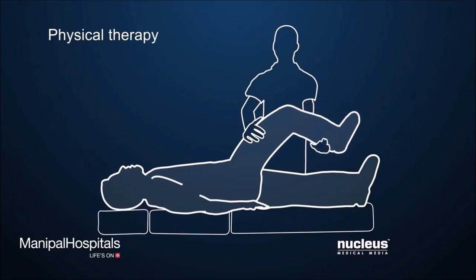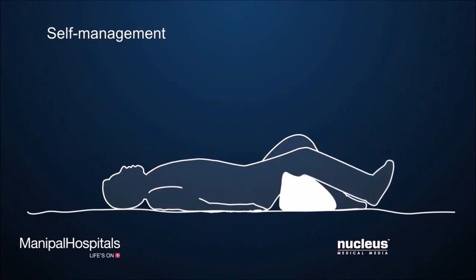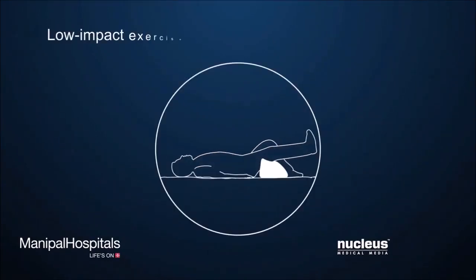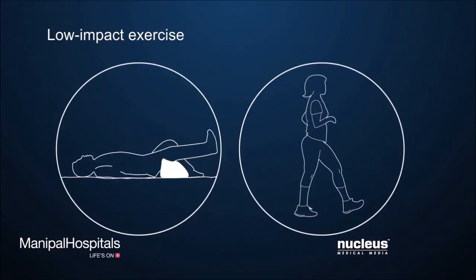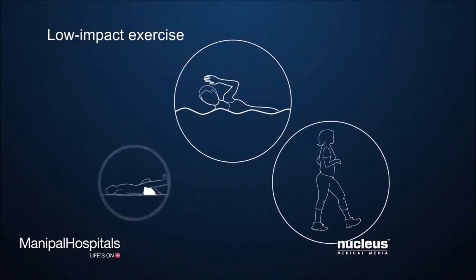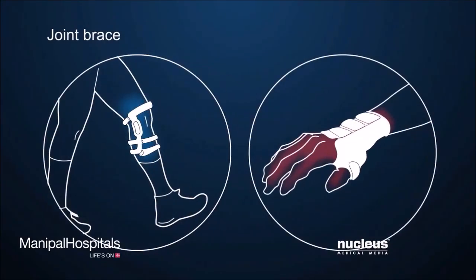Other lifestyle changes include physical therapy exercises and education to manage osteoarthritis on your own. Physical therapy exercises, along with low-impact exercise such as walking and swimming, increases muscle strength and keeps joints limber. Braces can help with joint support and alignment to reduce joint pain.